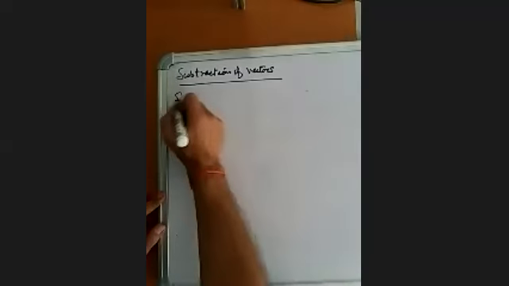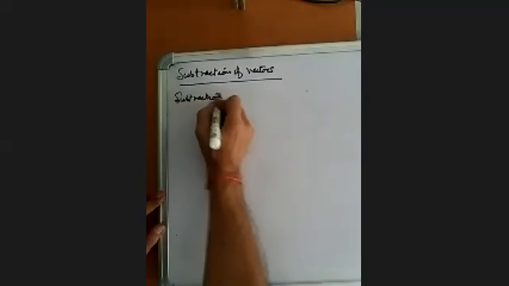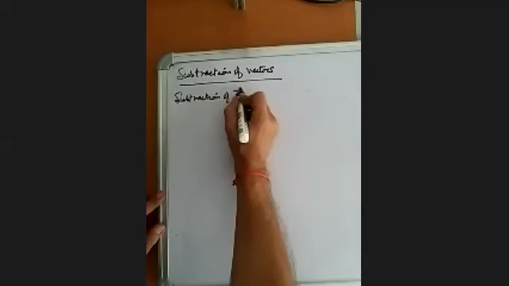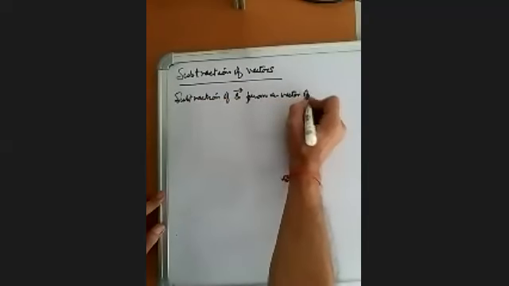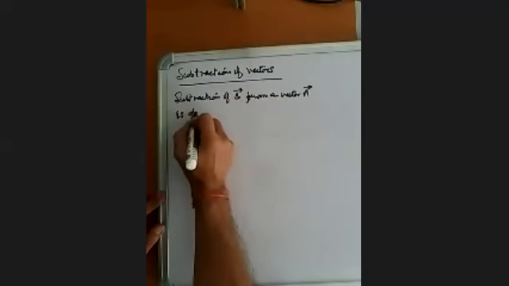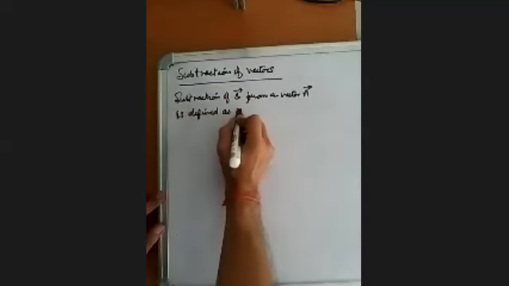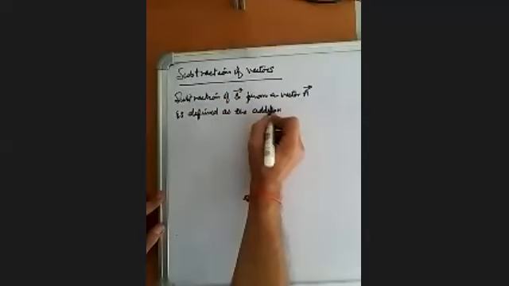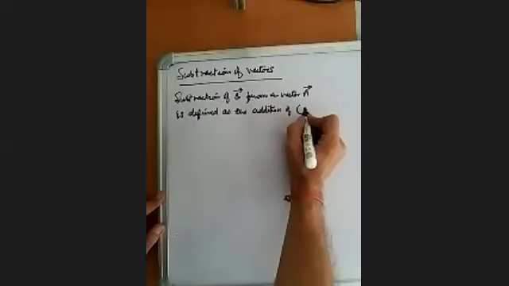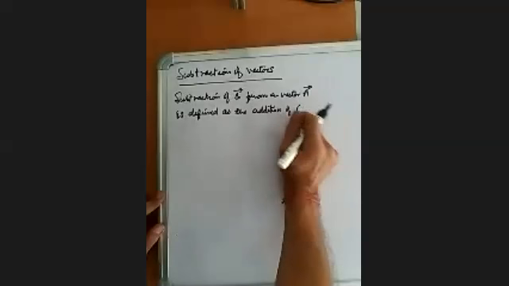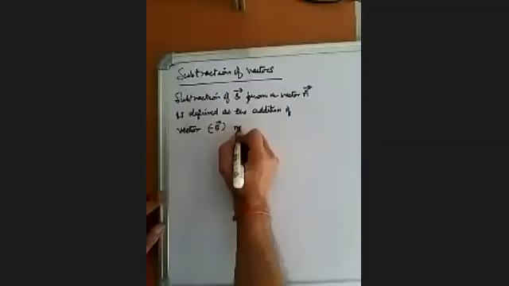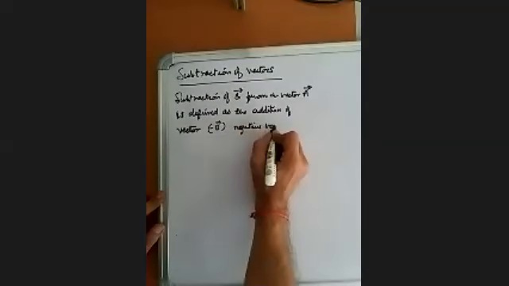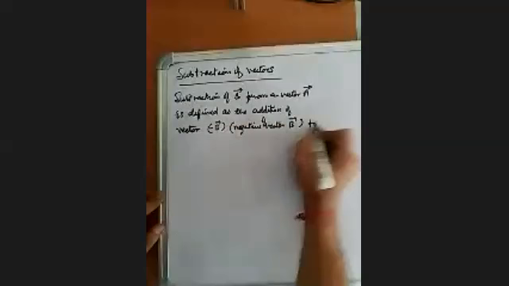Subtraction of vectors. Subtraction of vector B from vector A is defined as the addition of vector minus B, that is negative vector B, to vector A.